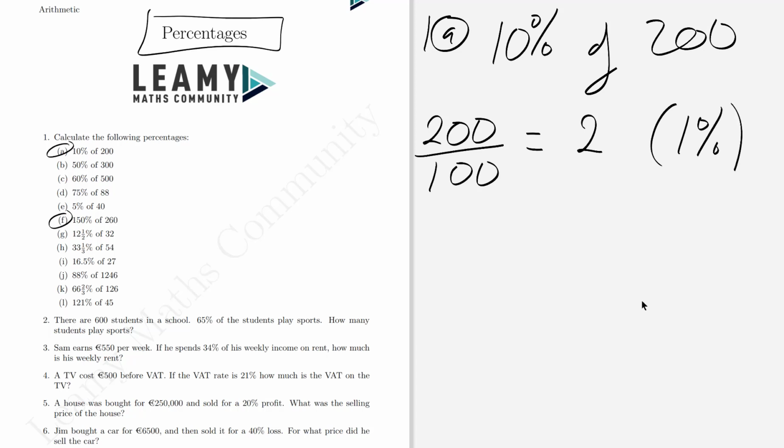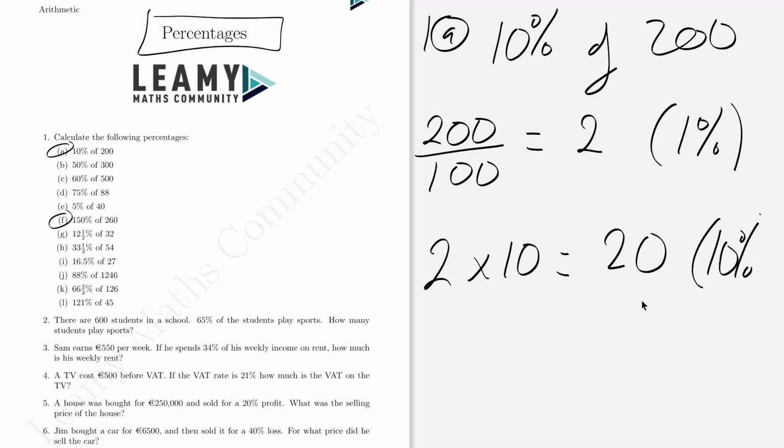So then to get 10%, you would just multiply that by 10. So 2 multiplied by 10 is 20. All right, and that's your 10%. So 10% of 200 is 20. So basically what did I do there? I divided by 100, then I multiplied by 10. So divided by 100 to get 1%, multiplied by 10 to get 10%. I'll do one more example anyway.